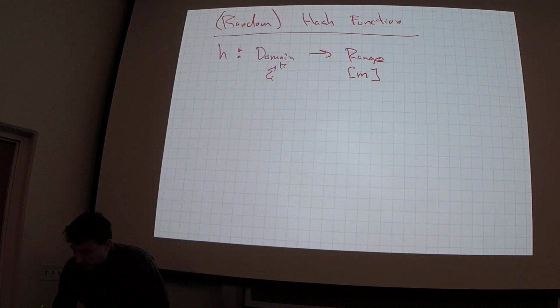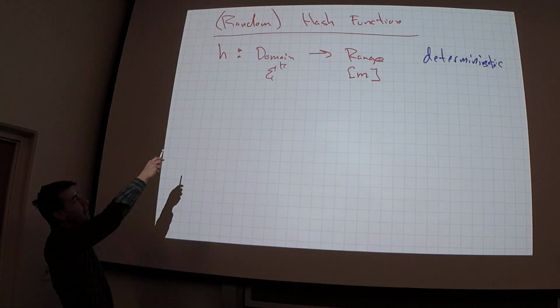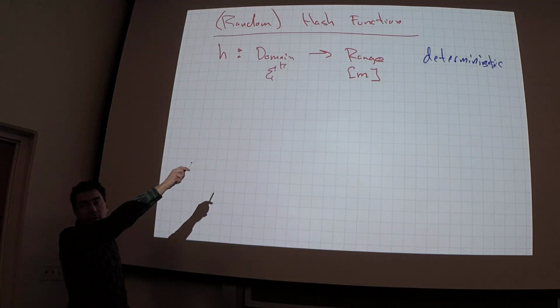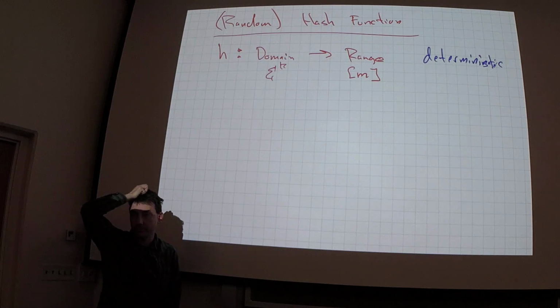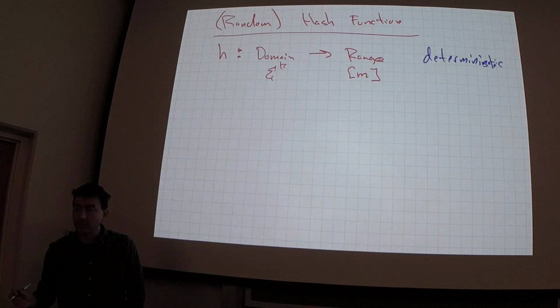And this function, even though I'm calling it a random hash function, is deterministic. Okay, so this means if I have a hash function, it's going to map from any string into one element of this domain. Yeah? I can't really tell what the string is that you put up there. Is that sigma? Yeah, good.